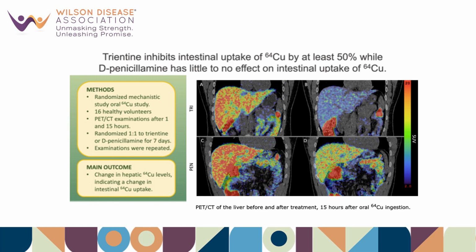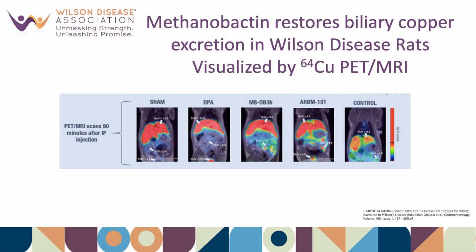Also, it was very interesting. This was published in our journal, Hepatology, which looked at potentially another mechanism of trientine besides the urinary copper excretion, showing that trientine actually inhibits intestinal uptake of copper, whereas penicillamine did not. And also very exciting is this animal model study that looked at a methane-oxidizing bacteria product called methanobactin that restored biliary copper excretion in Wilson's disease rats. So more exciting things to come.